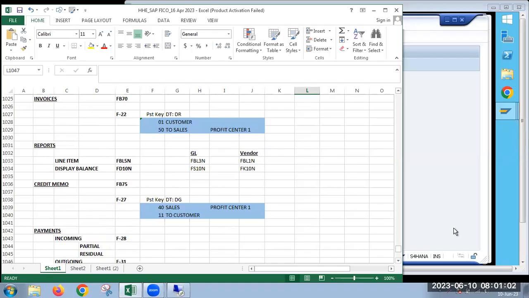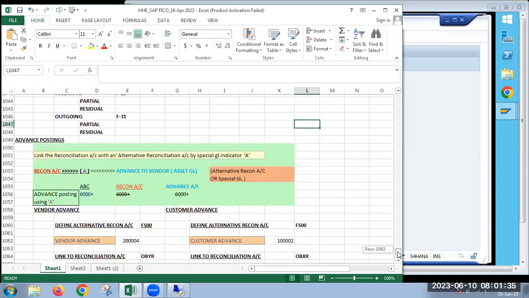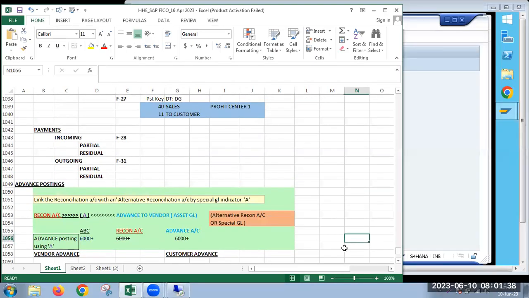The same way as with GL transactions, payable or receivable balances can be cleared by a payment entry. So incoming payments and outgoing payments we have discussed with both the vendor and customer, and even the credit memos, which means a purchase return or sales return, which we can do from FI without any material specification. Then we moved to the advanced postings.